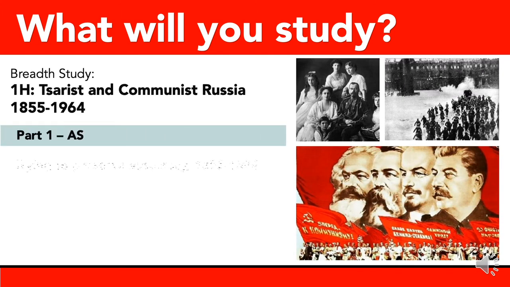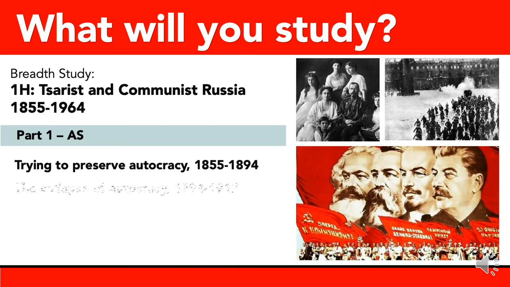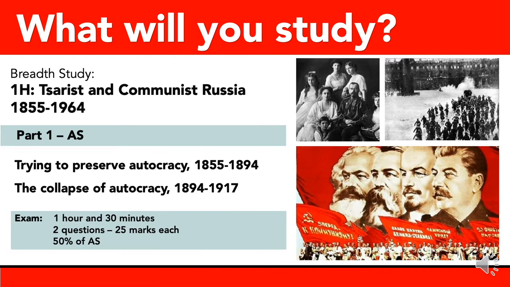In Unit 1, you will study Tsarist and Communist Russia between the years 1855 and 1964. In Year 12, you will study the attempts of the Tsarist rulers to hold on to their autocratic regimes. The latter half of the course sees the last Tsar, Nicholas II, overthrown by the Communist opposition led by Vladimir Lenin. The examined unit is 1 hour and 30 minutes, and you'll have to answer 2 questions worth 25 marks each. This makes up 50% of your AS alongside Britain.